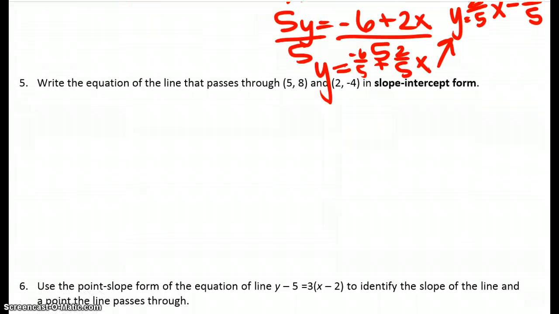Number 5, write the equation of the line that passes through 5, 8, and 2, negative 4 in slope-intercept form.